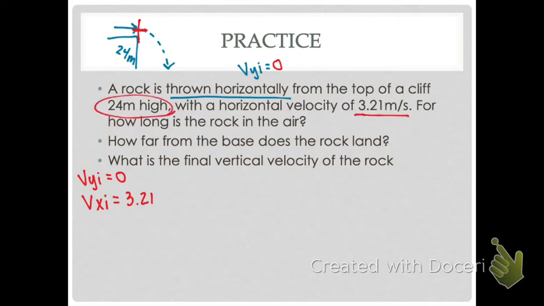Okay, what does this 24 meters give us? My displacement, good. And is it vertical or horizontal? Vertical. So YF, is it going to be positive 24 or negative 24? Negative 24 meters. It asks me for how long is the rock in the air. So time is going to be my question mark. We'll solve that first, and then go from there to answer the rest of our questions. So do I have an equation here to help me solve for time?